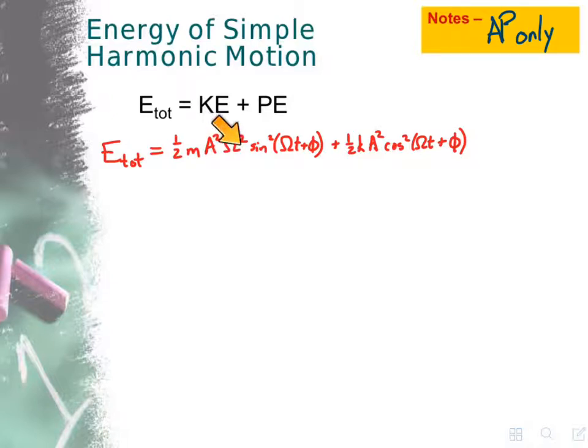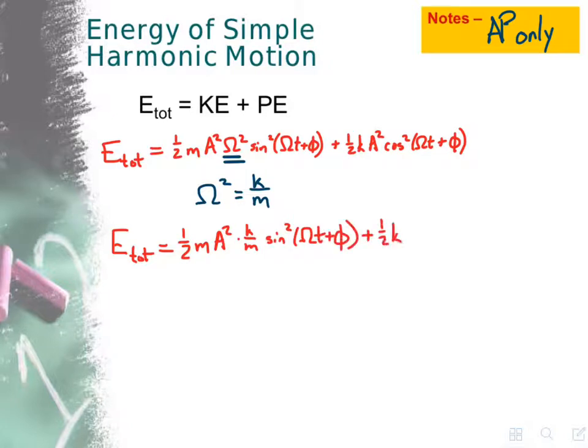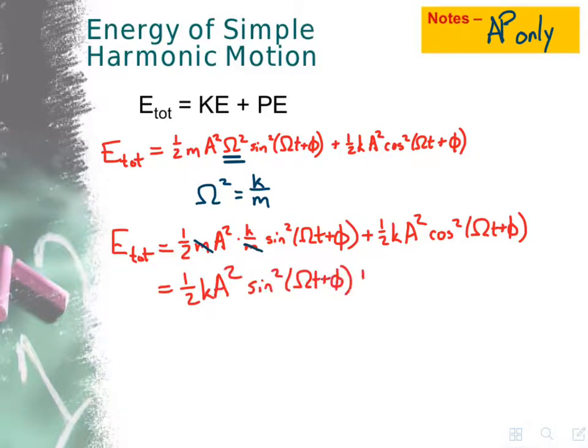First of all, omega squared, we know, is equal to K over M. So I can replace omega squared with K over M, and I get something that looks like this. Let's do a little bit of simplifying in this term now. The m's divide out. So now, if I rearrange this with K in front of the a squared, I have 1/2 K a squared times sine squared of omega t plus phi, plus 1/2 K a squared times cosine squared of omega t plus phi.